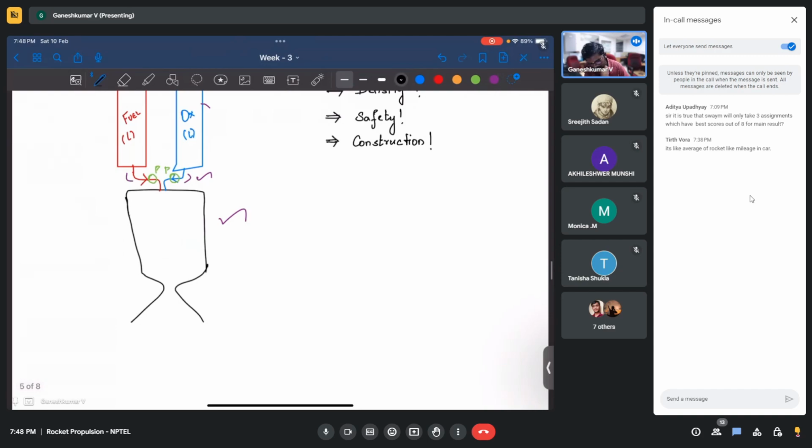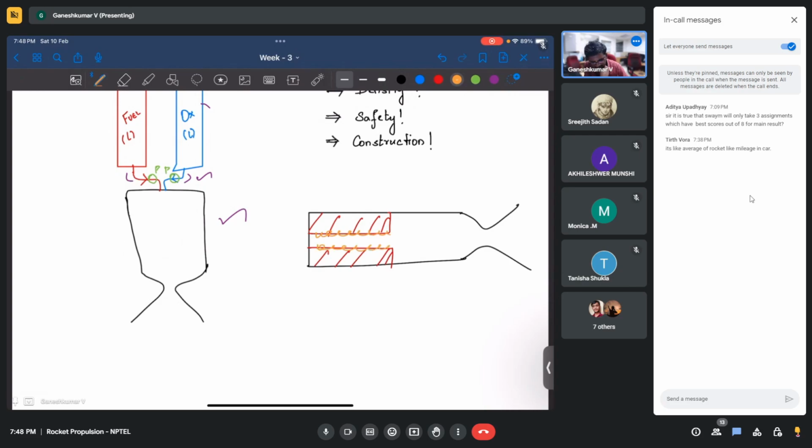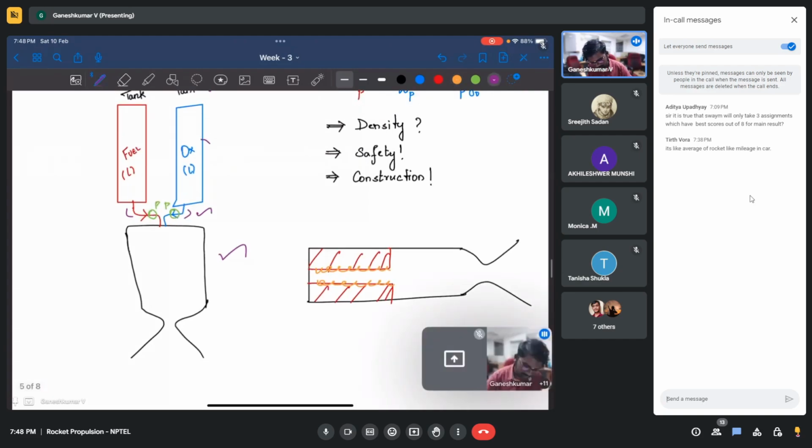Whereas if you go to a solid propellant rocket, it's going to be just simply like this. You will just cast the propellant inside, then you will just ignite it, so it just starts burning and comes out. There is no motion of the propellant; you don't need to move it. You don't need a pump or anything, you can simply ignite it, and it is going to go away. So in terms of safety and construction, this is going to be better.